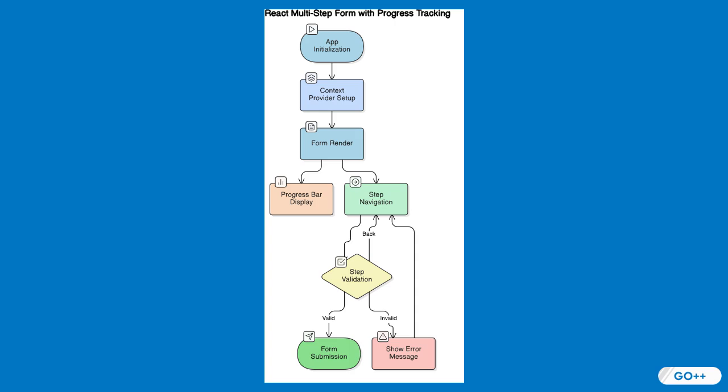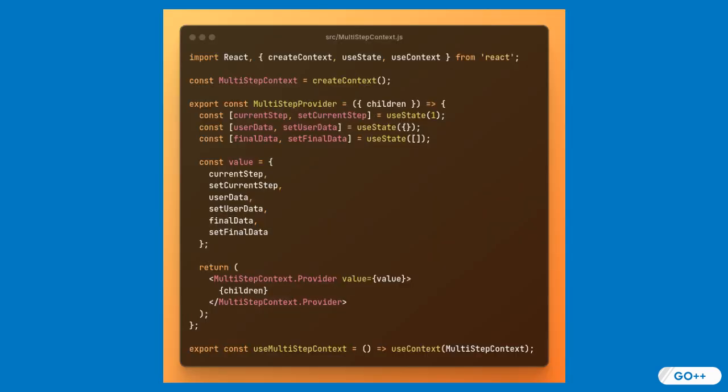The Context API in React plays a pivotal role in managing state across these components. Instead of passing data through multiple layers of components via props, the Context API allows us to share state seamlessly. This reduces boilerplate code and ensures consistency across the application. These concepts are not just theoretical, they have practical applications in real-world scenarios like e-commerce checkouts, user onboarding, and extensive survey forms. Now, let's look at a practical code example to see how these concepts come together.